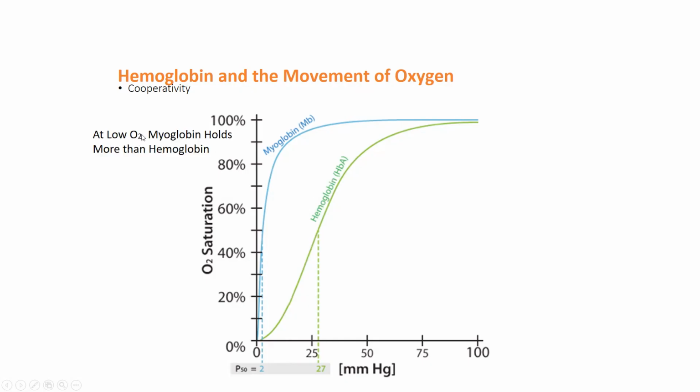So at low oxygen, you see myoglobin holds more than hemoglobin. At low oxygen, hemoglobin has no oxygen. It lets go of all that it has, but myoglobin has about 40% left. You are broke, you have no money, your dad gave you all the money he has, but myoglobin gave you only 60% and held on to the 40%.